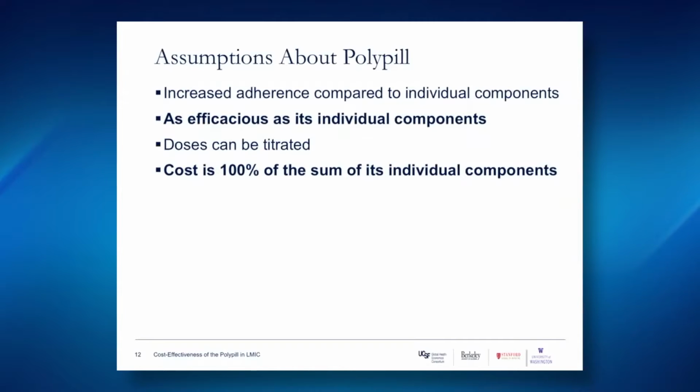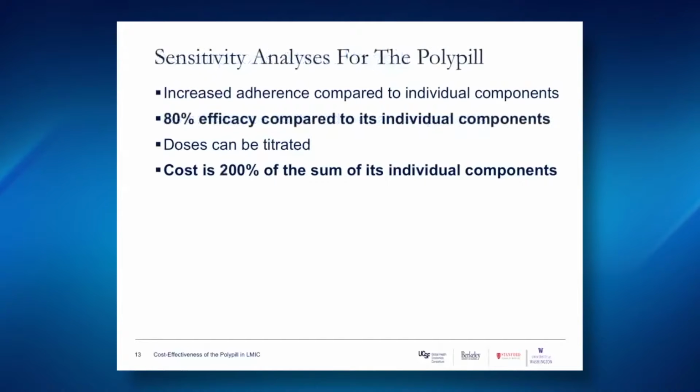We made a couple other assumptions that you could argue against. One was that the polypill would be as efficacious as its individual components. Now, this may be true, but it may also not be true if it's difficult to titrate, or there are other reasons why you may end up having less efficacy with the polypill. And then the last assumption we made is that the cost would be 100% of the cost of its individual components. In some countries, this is true. In some countries, the polypill is actually more expensive than the individual components. And so in sensitivity analyses, we varied these two assumptions. We said, what if the polypill is actually less efficacious than the sum of its parts? And what if the cost is actually twice as much as its individual components?